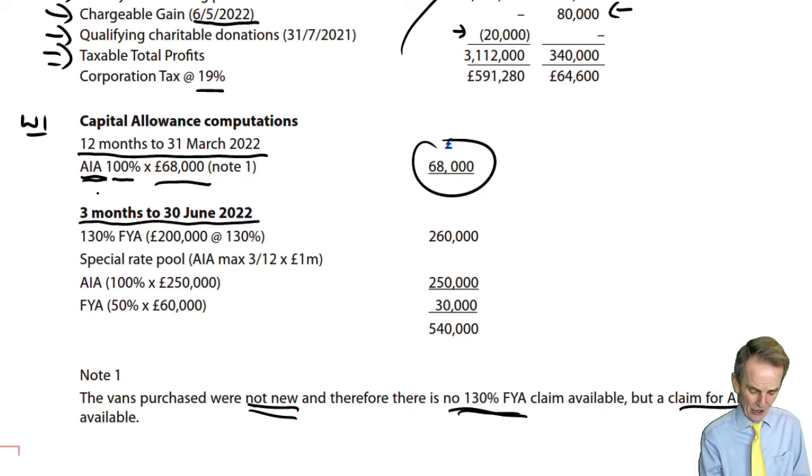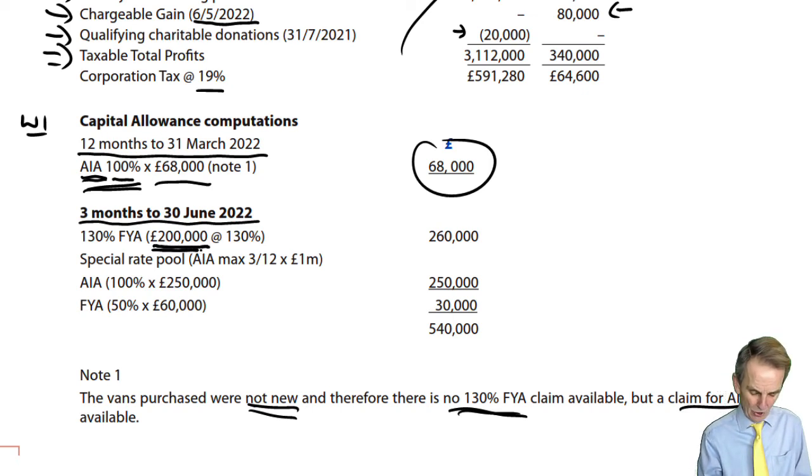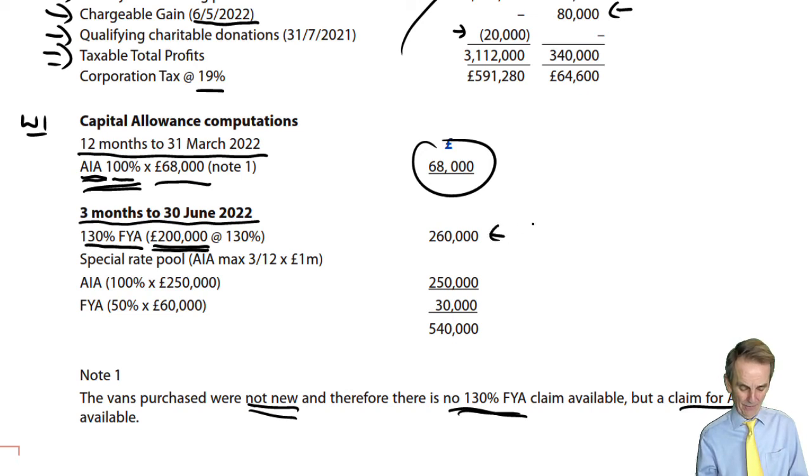Obviously, given that we had 100% AIA in the previous period, there was no tax written down value brought forward at the beginning of that period, and equally no tax written down value carried forward at the end of that period. So we've got our normal qualifying plant and machinery, £200,000, which ranks now for the 130% first year allowance. And that gives us 260,000.